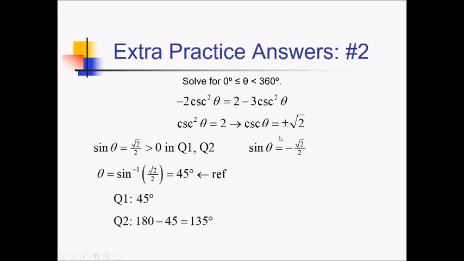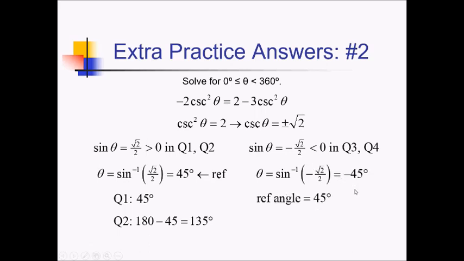So we note that sine over here is negative. So we're below the x-axis in quadrants 3 and 4. That's where the negative y values are. Sine inverse of negative root 2 over 2 is going to be negative 45. Still have a reference angle of 45 degrees. You're still 45 from the x-axis, just in a different direction.